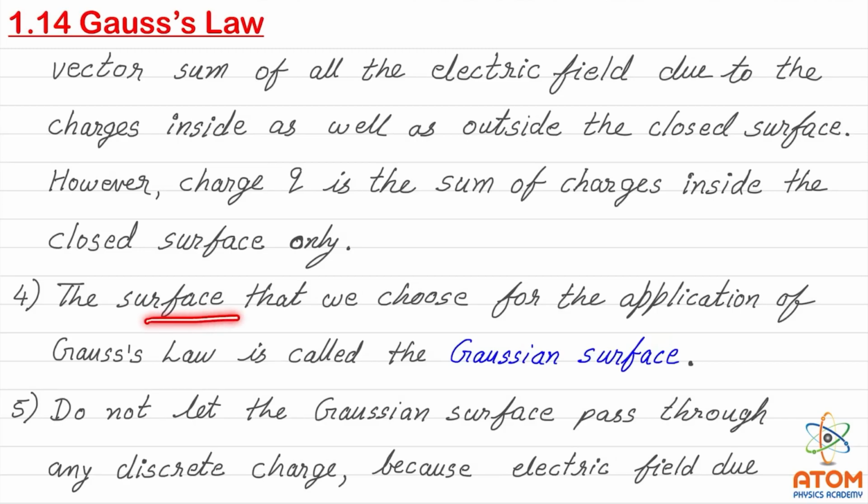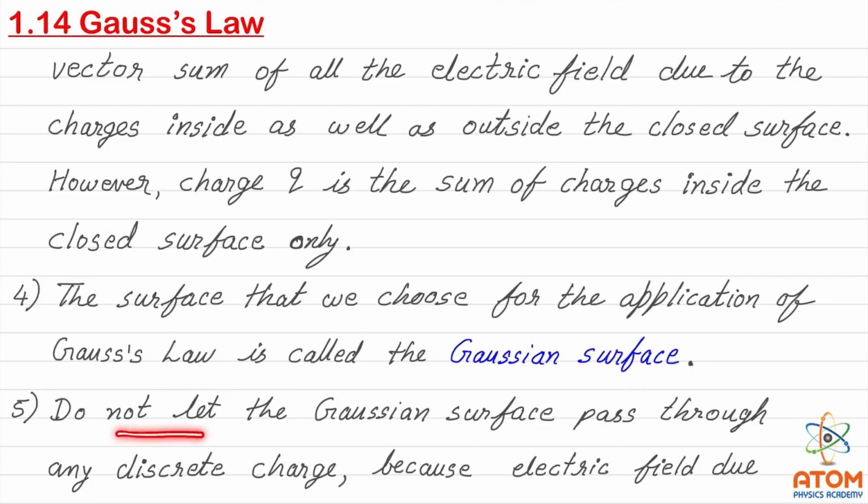Next, the surface that we choose for the application of Gauss's law is called a Gaussian surface. See, when we apply Gauss's law, we can imagine even any surface, which is known as Gaussian surface. See, Gaussian surface can be imaginary as well. You can imagine Gaussian surface, meaning it should be a closed surface and the charge should be enclosed by this surface. Then it is called a Gaussian surface.